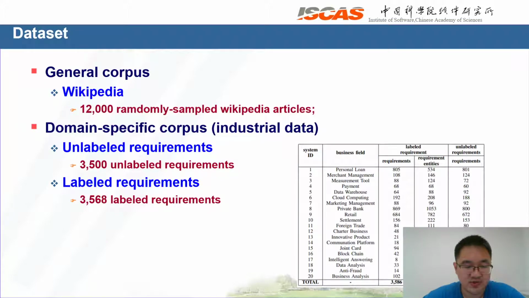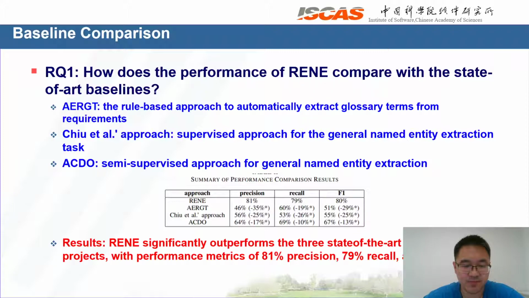We first introduce the dataset. The dataset includes two different corpora, a general corpus and a domain-specific corpus. For the general corpus, we choose Wikipedia as the data source and randomly sampled 12,000 articles. The domain-specific corpus is collected from our industry partner. The details are shown in the table. Next, we introduce the research questions and the results.